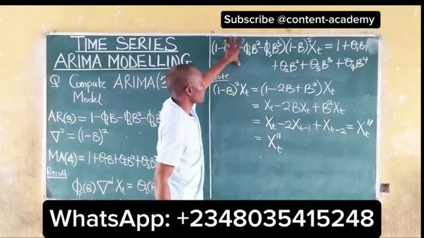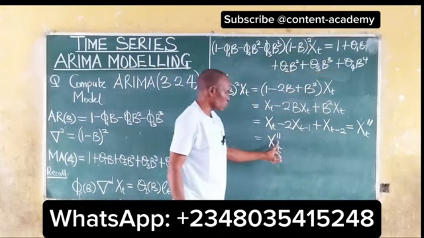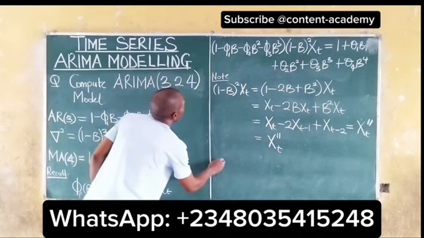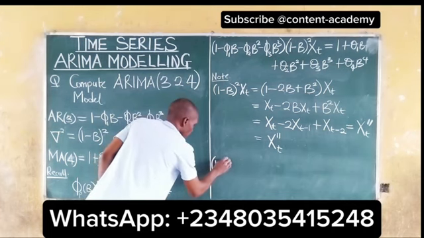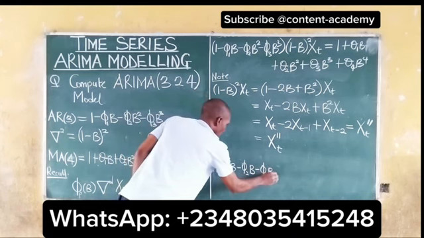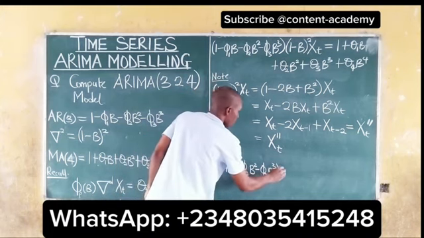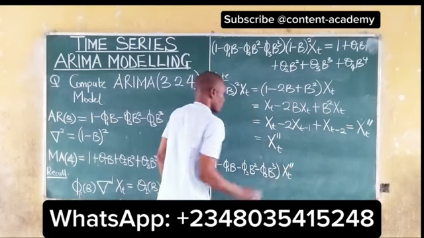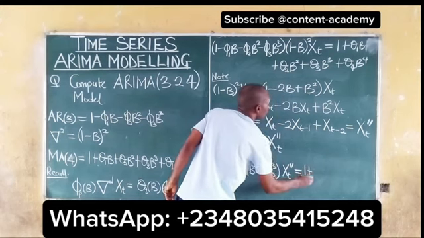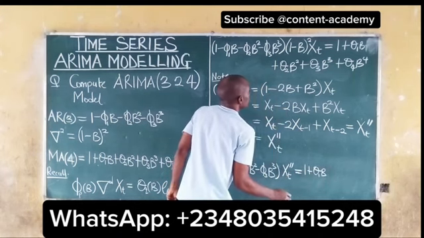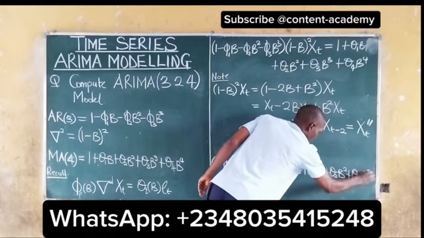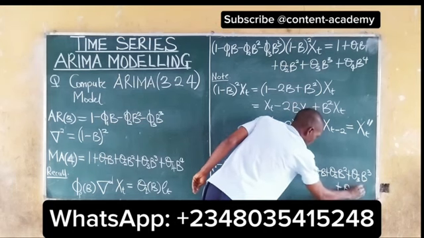So that means we can rewrite whatever we have here back. Wherever we see this, we put this. So our model will now be 1 minus phi 1 B minus phi 2 B squared minus phi 3 B cubed, then X_t double prime, to be equal to, because the whole of this is this, 1 plus theta 1 B plus theta 2 B squared plus theta 3 B raised to the power of 3 plus theta 4 B raised to the power of 4.